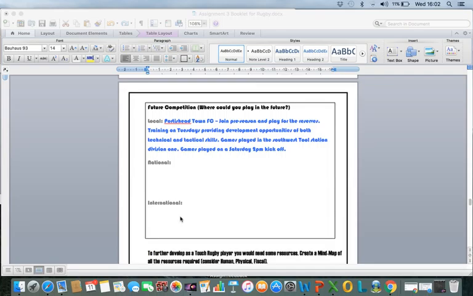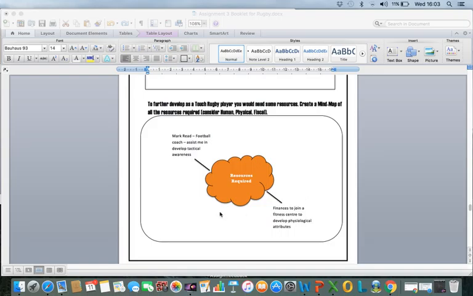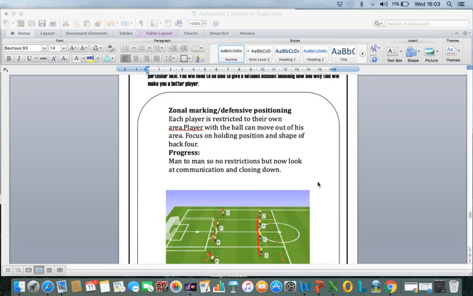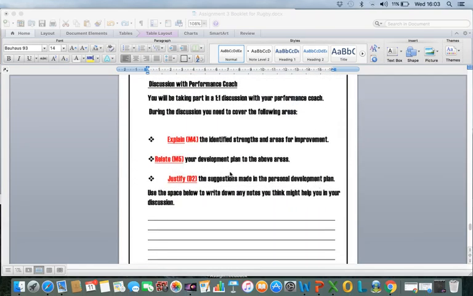It then asks us to look at why we've gone for these competitions and how they may develop us and how they may improve our strengths and areas for improvement. And again, here we've got resources required. So why have we selected these resources, and how will they develop our strengths and areas for improvement, and how are they related? Finally, the drills that you've designed or come up with, again, how do these drills relate to your identified strengths and areas for improvement? That would be M5.